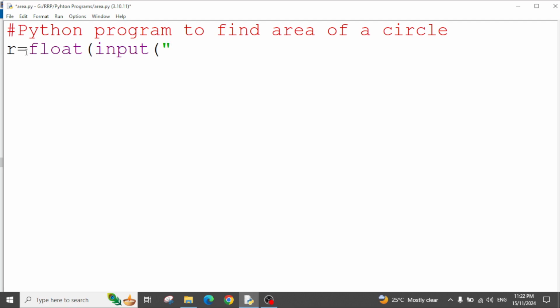The message is, enter the radius. Now, what is the role of this float word? If you don't write the float, by default, the entered value is treated as a string. But in my case, the value is a float. So that's why I have written here float word.